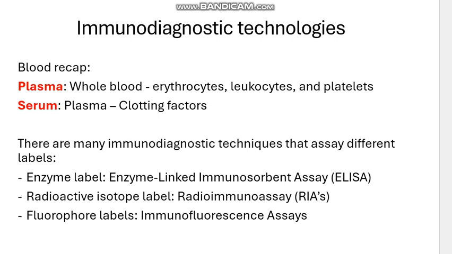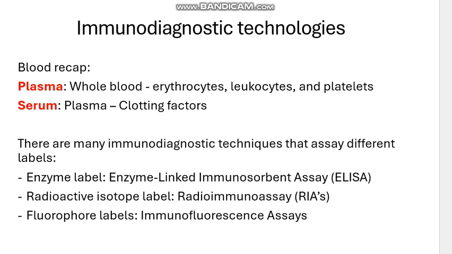So a quick recap of the blood that we went over a bit when we were talking about serum sickness with regard to type 3 hypersensitivity reactions. So the plasma is basically just the whole of the blood minus the erythrocytes, leukocytes, and the platelets. So that would be the blood with all of its antibodies, its clotting factors, the plasma proteins. We're just taking away red blood cells, white blood cells, and platelets. And then the serum is just the plasma minus the clotting factors.